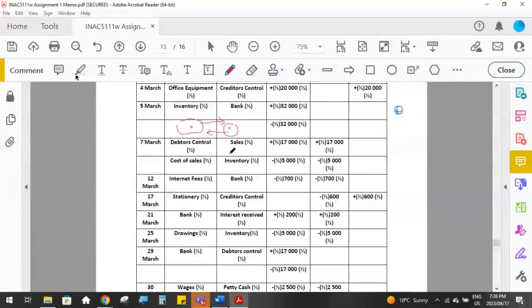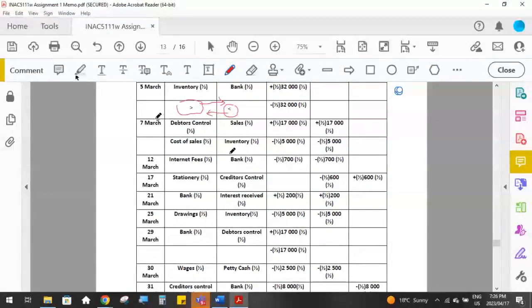And then this one over here was probably the one that the most students got incorrect, and that was the sales transaction. So we sold inventory on credit. So 17,000 Rand was the selling price, and the cost of the inventory was 5,000 Rand. So there are two transactions that we record when we sell goods. One is the sales transaction at the selling price.